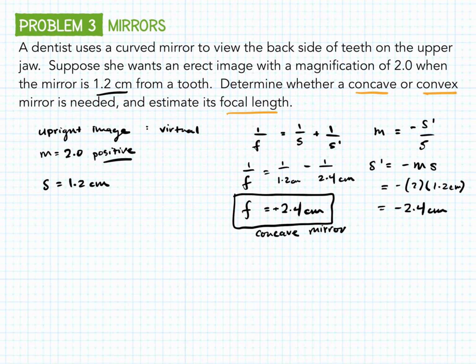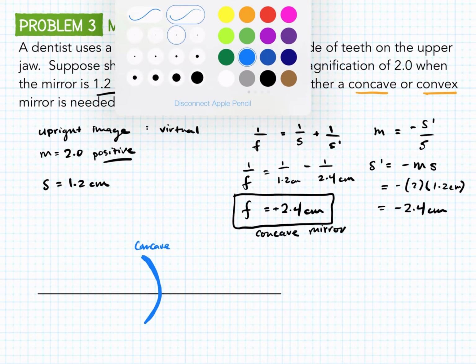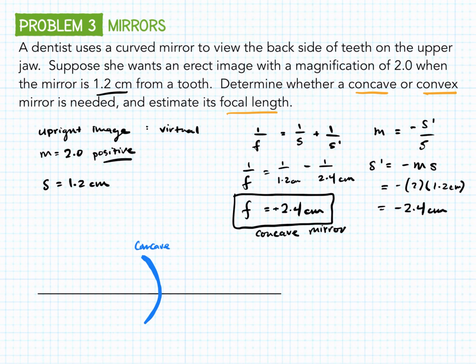But just to be clear, let's draw it out. So here's our optical axis. Okay, this will be our mirror. We will draw it like this. Oops, here's our mirror. It's probably going to look something like this. This is a concave mirror. We're going to have our tooth. Our tooth will be somewhere over here. It's not a very good tooth, but you get the idea. Here's our distance S, which is 1.2.